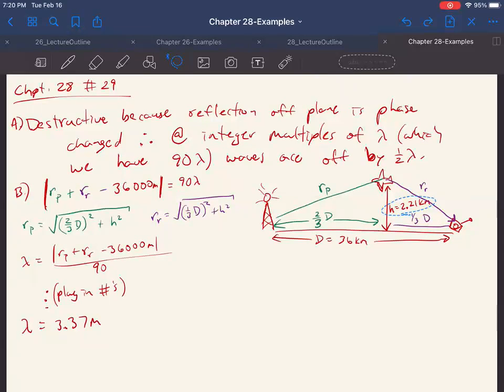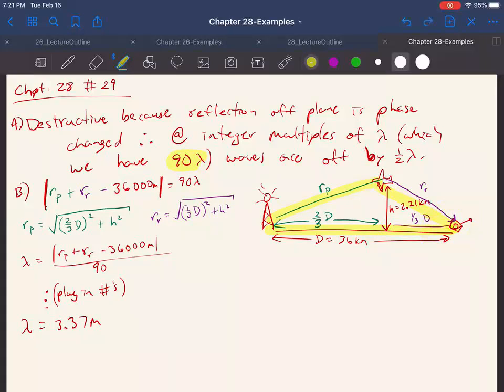it said that the path length difference between the radio signal that went up to the plane, bounced off the plane and came to the radio, and the path straight to the radio from the tower, was 90 wavelengths, so 90 lambda. Then it asked, was this destructive or constructive interference when it reached the radio finally?